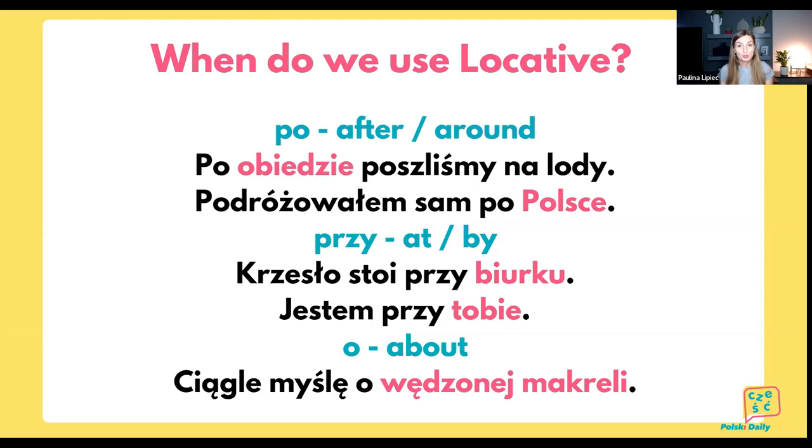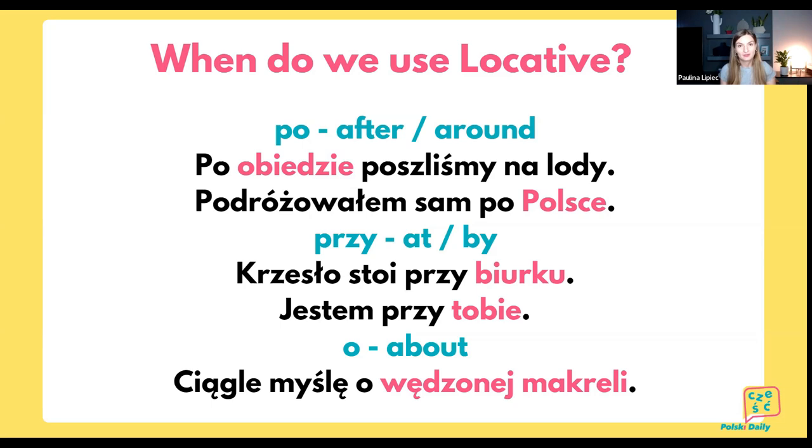Preposition przy. Przy meaning at, by. I think this one is the most complicated one. Maybe not, depends where you're from. Because we have the preposition obok, next to, which is when you have two items next to each other, but there's some space in between. But przy meaning something is very close, they're touching, they're somehow integrated. Then we use przy. We have krzesło stoi przy biurku, a chair is standing by the desk. Jestem przy tobie. I'm next to you. I'm by your side. I'm very close to you.